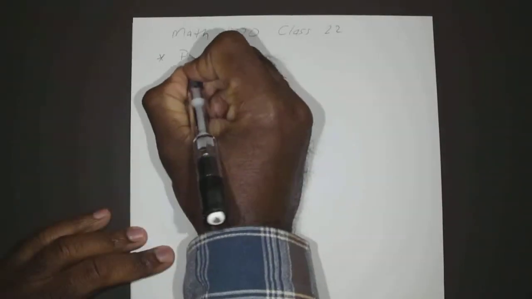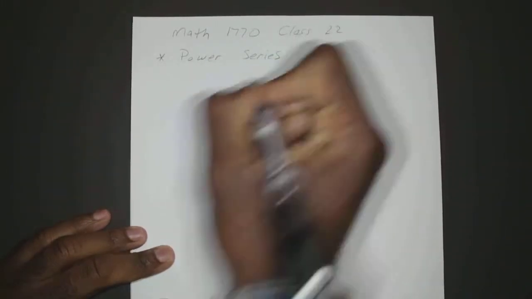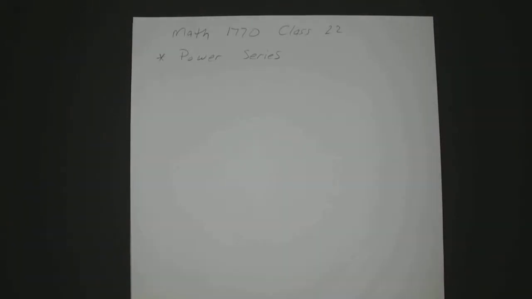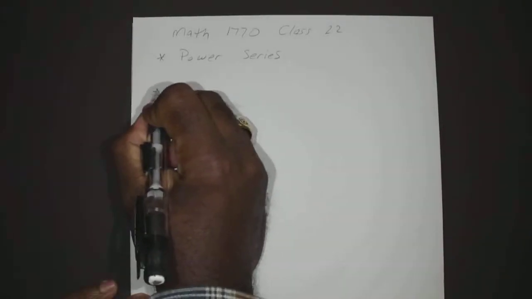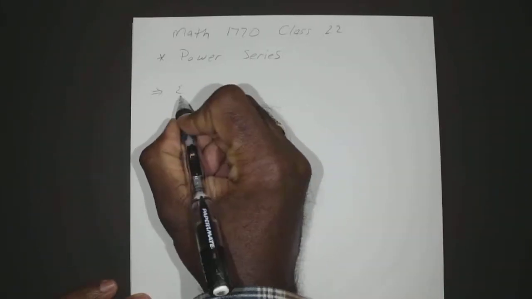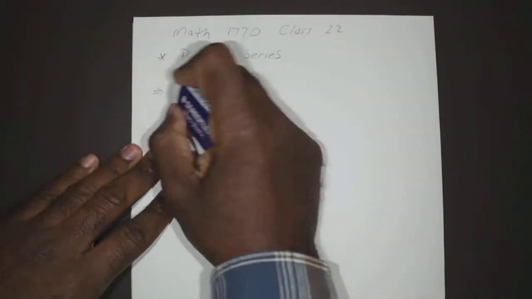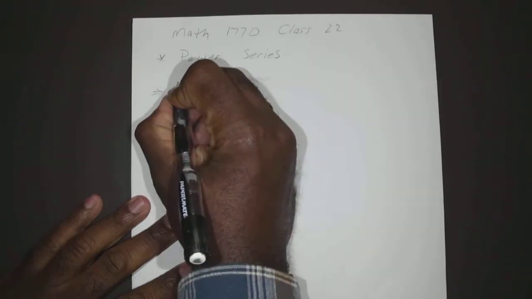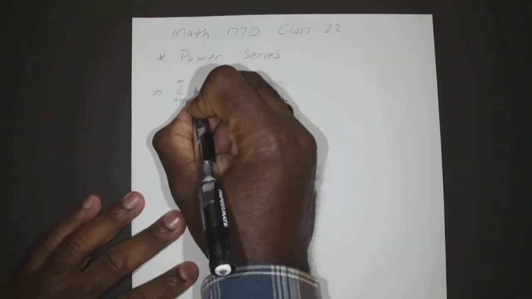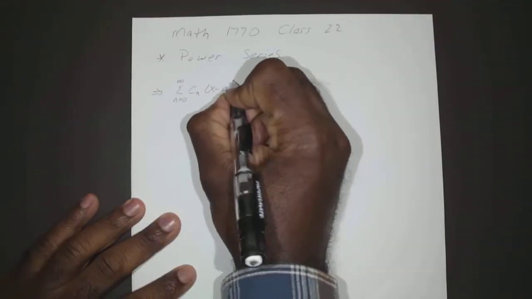Okay, so today we're going to start with the power series. A power series really just has the general form, let's say, the sum from n equals 0 to infinity of some constant times x minus a to the nth power.